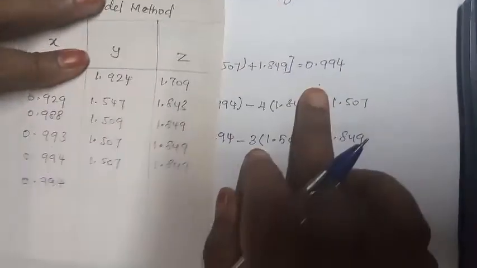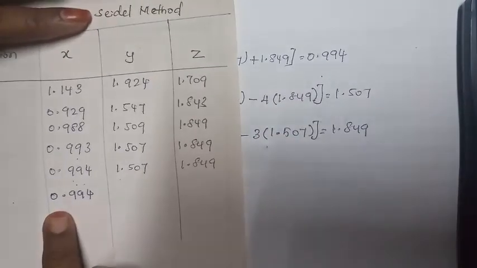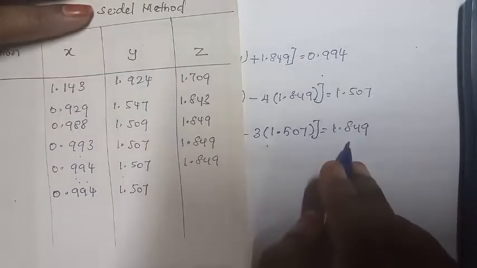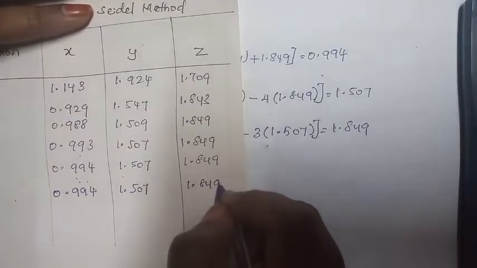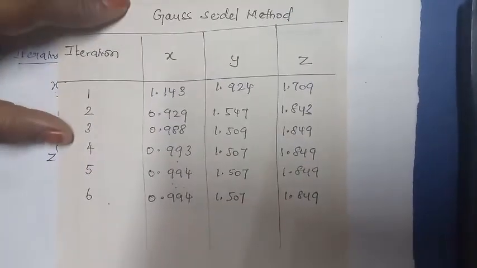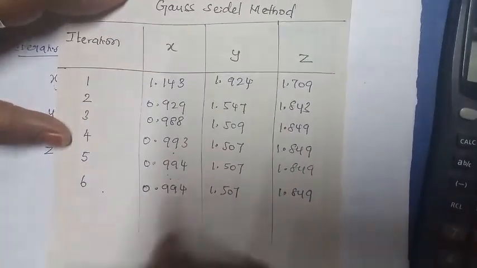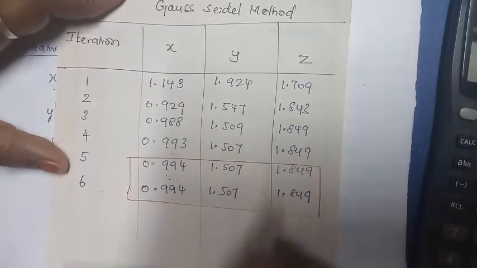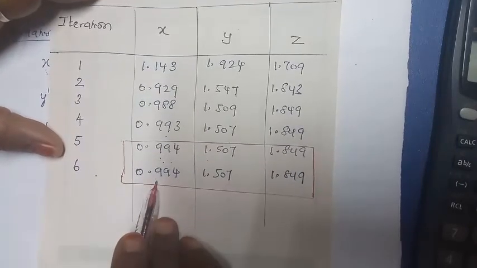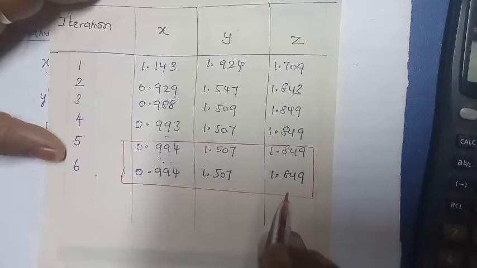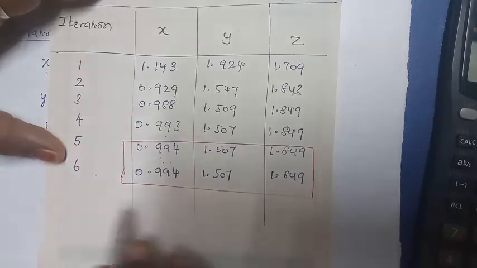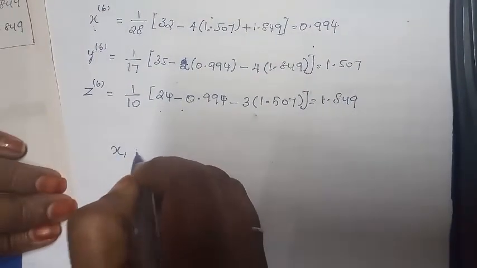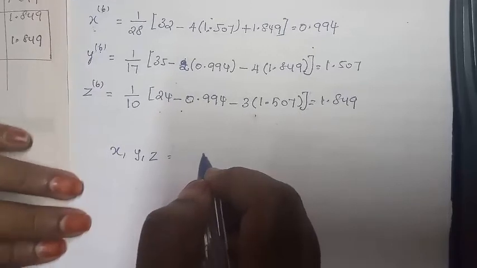Here we got the value of x as 0.994 in the sixth iteration. Value of y is 1.507. The value of z is 1.849. Now you can see this tabular column. Here we have got the values of x, y and z as repeated values in the last two iterations, which are 0.994, 1.507 and 1.849 respectively for x, y and z. That is, we have obtained the repeated values of x, y and z.